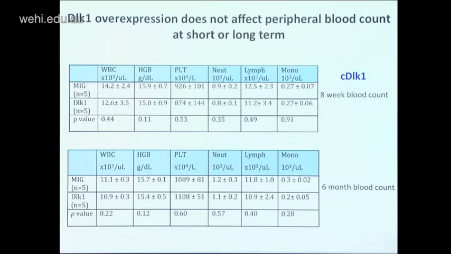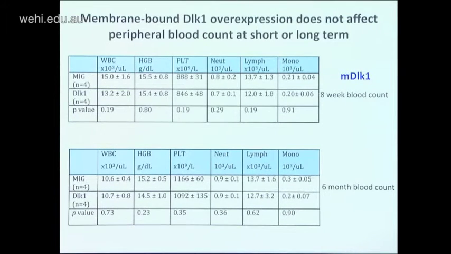Using this overexpression vector, first I looked at the peripheral blood count at short and long term, and it does not affect the blood count at 8 weeks or 6 months in the complete Dlk1 group. And the membrane-bound Dlk1 group is the same, with no difference between the control group and the Dlk1 overexpression group in the peripheral blood count, at short term or long term.